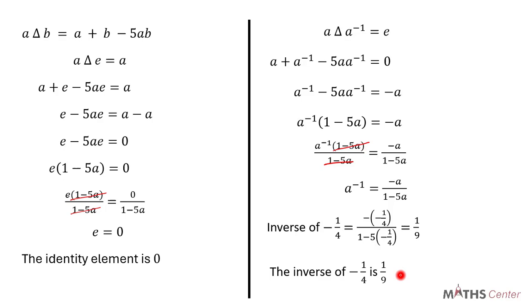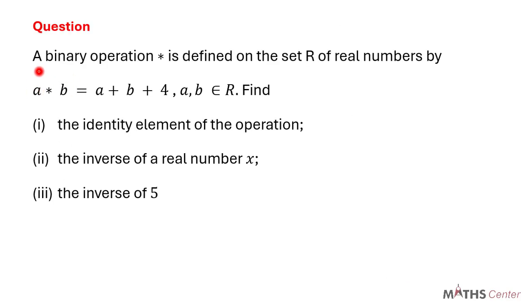Let's consider the next question. A binary operation star is defined on the set R of real numbers by A star B is equal to A plus B plus 4, where A and B belong to R. Find I, the identity element of the operation, II, the inverse of a real number x, and III, the inverse of 5.